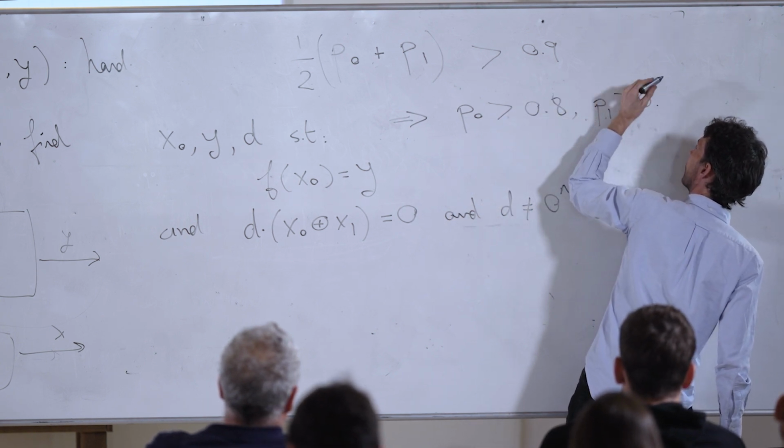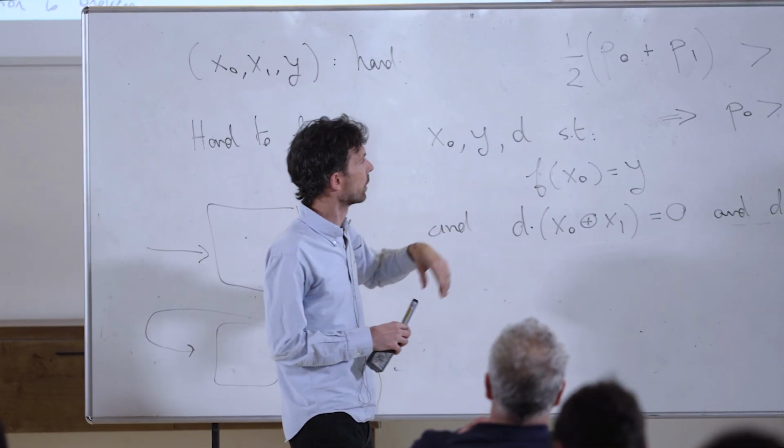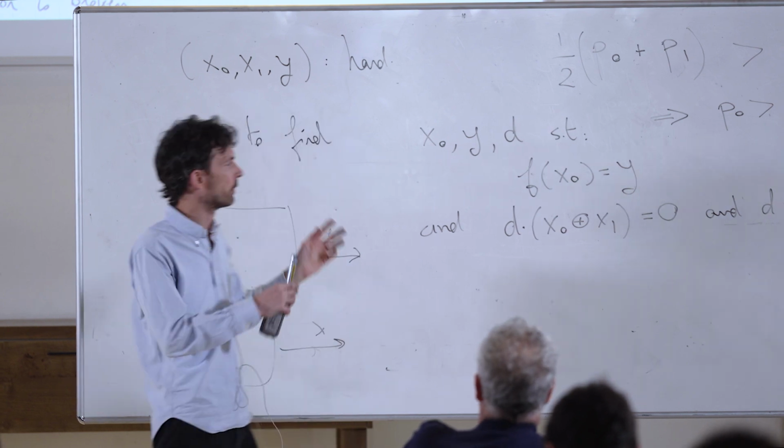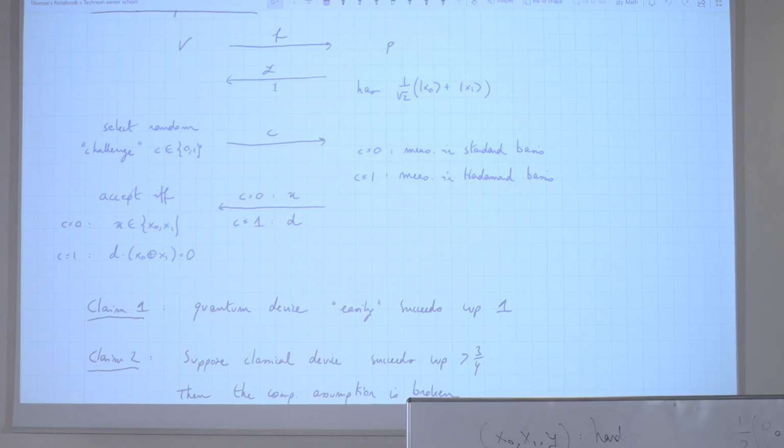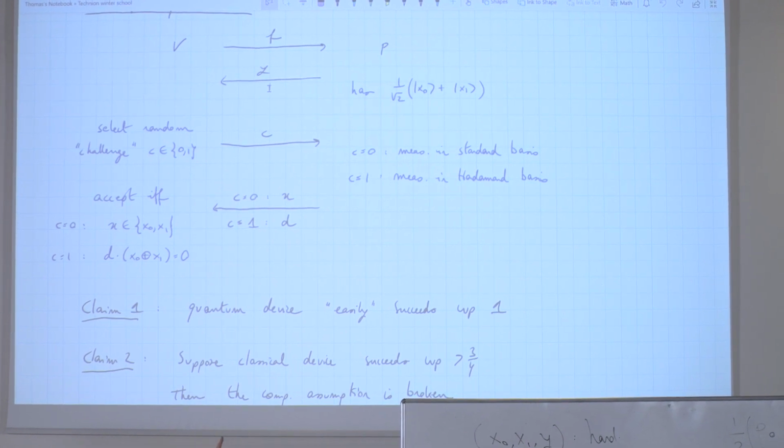Both of these conditions need to be satisfied, otherwise the average will never be bigger than 0.9, even if one of them is 0.8 and the other is 1. This is how you get to 0.9. So this means that this device is able to answer the challenge 0 with probability at least 0.8 and the challenge 1 with probability at least 0.8. Yeah, question?